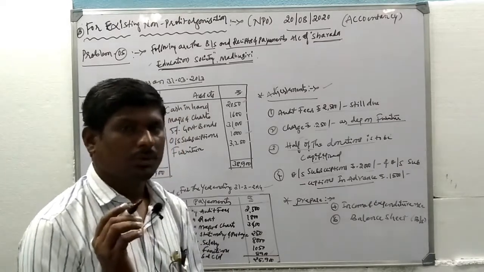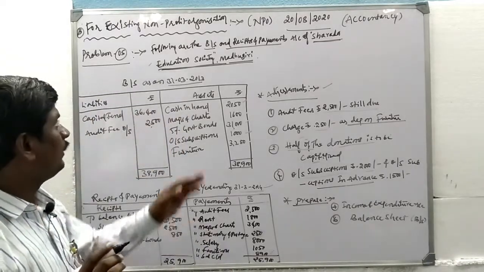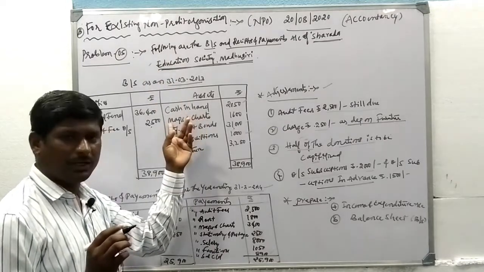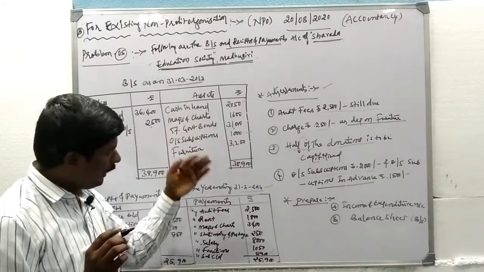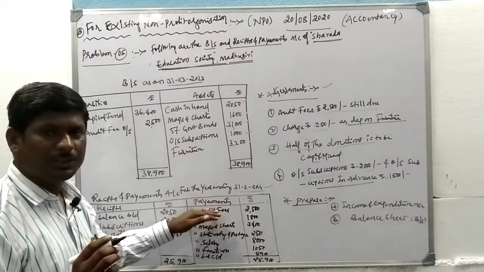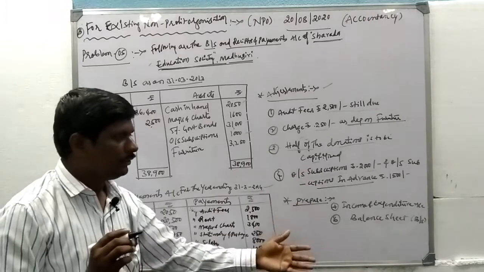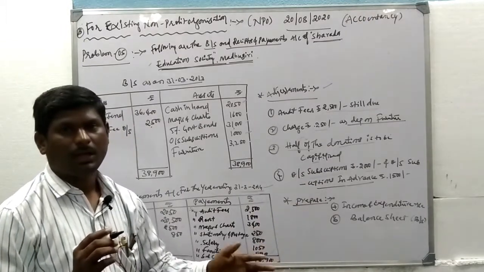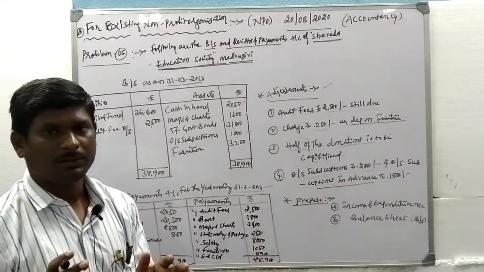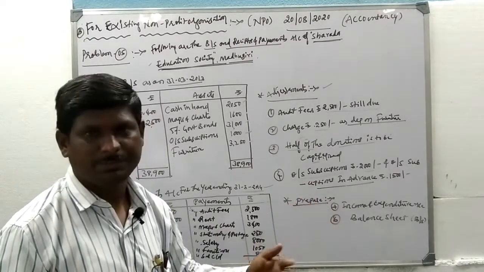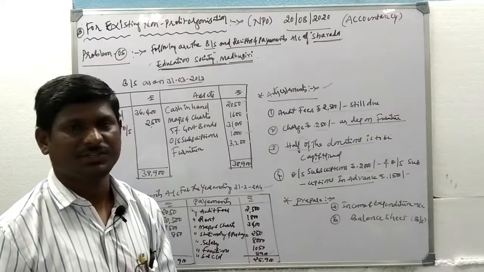So very carefully observe our existing problem: the previous year's balance sheet, current year receipt and payment account and some adjustments, with which we prepare the two statements. Okay, the discussion for the next class: prepare the income and expenditure account and balance sheet. Okay.